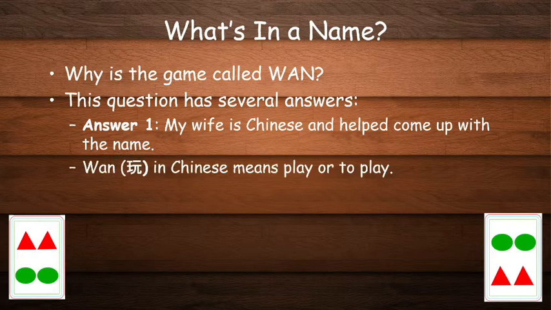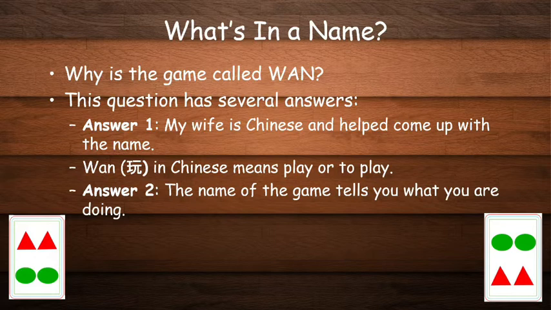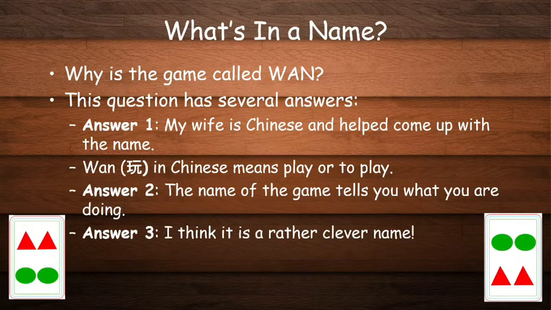Wan in Chinese means play, or to play. So when you hear Wan, you can just think of play, right? Play. And so answer two, the name of the game tells you what you're doing. You're playing the game, aren't you? So why? Playing the game. And answer three, I think it's a rather clever name. I think it's particularly clever, actually.